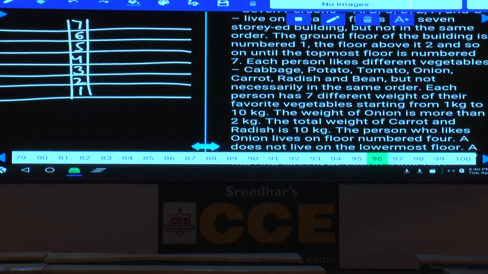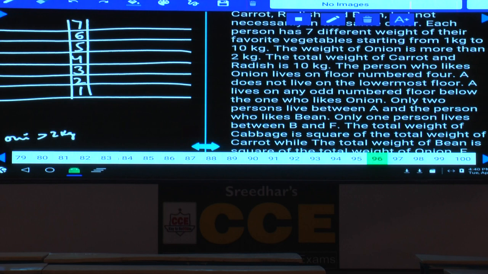And the weight of onion is more than 2 kgs. And next one, the total weight of carrot and radish is 10. Radish plus carrot, what is the total weight of these two? 10. The weight of onion is more than radish and carrot is 10 kgs.